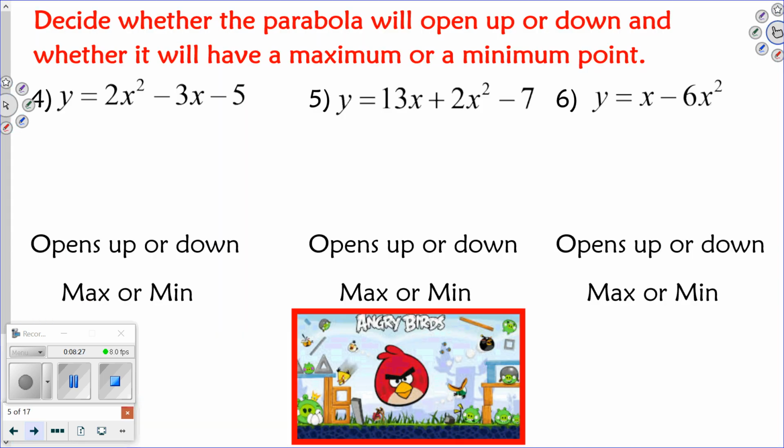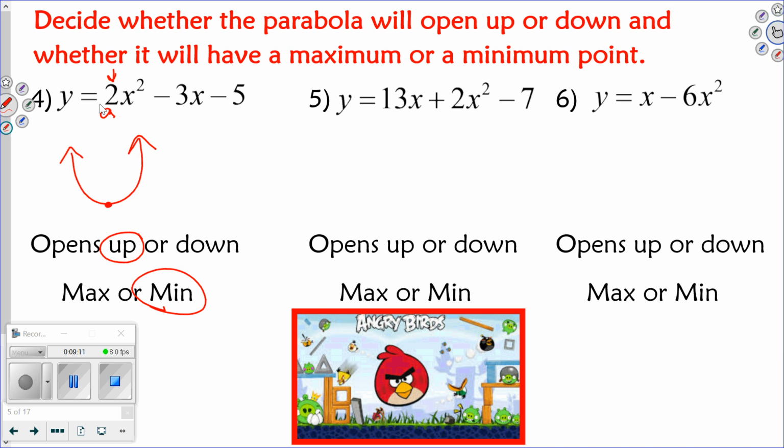okay? All right. So decide whether the parabola will open up or down and whether it has a maximum or a minimum point. So again, I'm not graphing anything, but I can get an idea for what it looks like. So number 4, will it open up or down? Take a look at your a value. My a value is a 2. So since a is positive, it will open up, right? It's going to look like this. It's positive with a smiley face. Will the vertex be a maximum or a minimum? A minimum, right? My vertex is going to be way down here. It's going to be the lowest point on my graph.